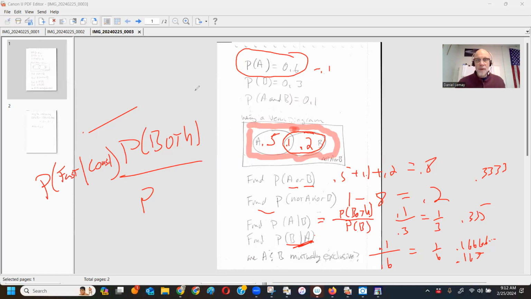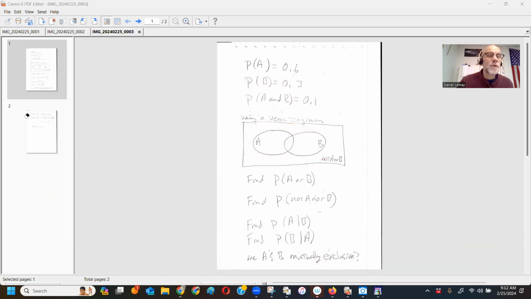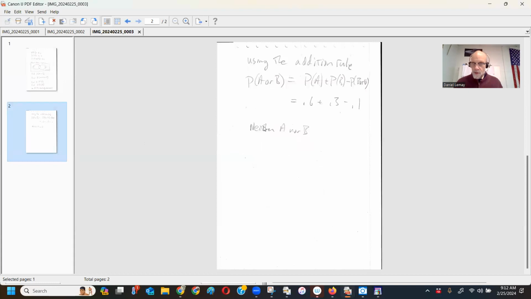Now, what if you just don't want to do Venn diagrams? You're saying, Dan, that is just confusing. What if I want to just use a formula? Because the formula works really well. It's the addition rule, and that's in the textbook. You do the probability of A plus the probability of B minus the probability of both. A was 0.6, B was 0.3, and then you subtract off one instance of the 0.1, and that gives you the same thing. That'll give you 0.8, and then you can take it from there.